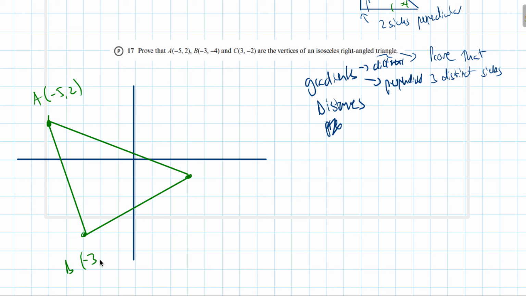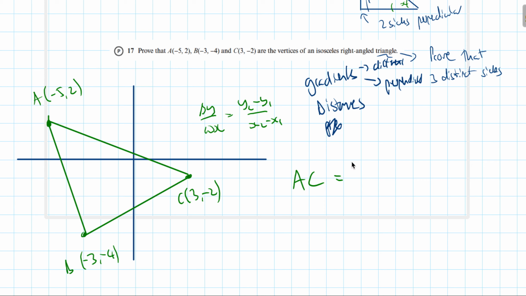So B is minus 3, minus 4. C is 3 and minus 2. The first thing I'm going to do is find the gradients so that they're distinct. So we're going to find AC first. The gradient is change in Y over change in X, so Y2 minus Y1 over X2 minus X1. And I'll take the coordinates of the second point to always be the second letter, and the coordinates Y1, X1 to be from the first letter.